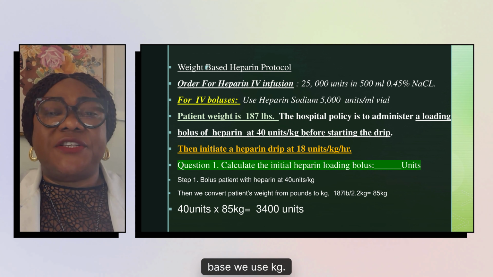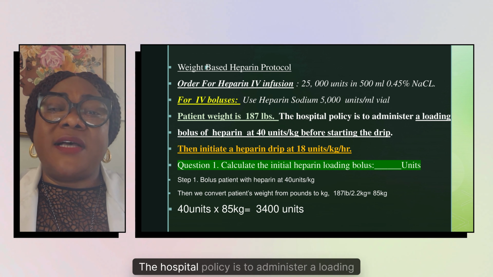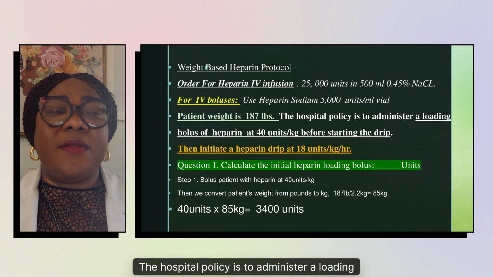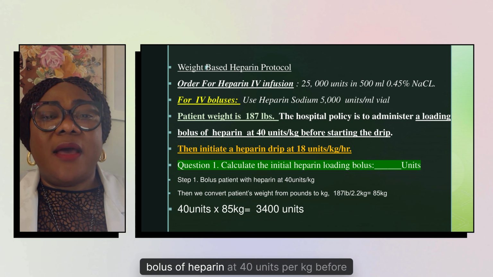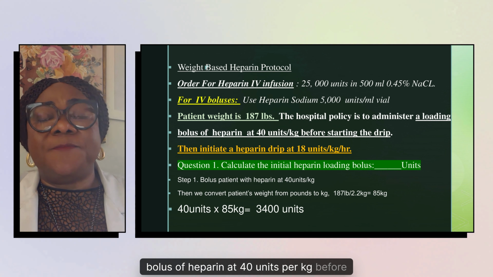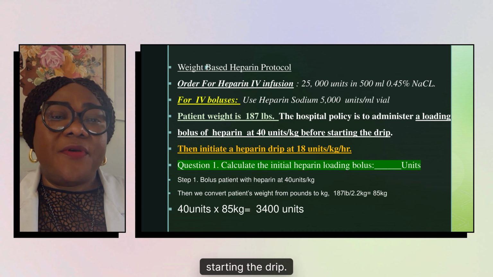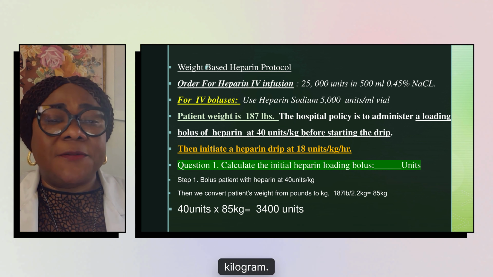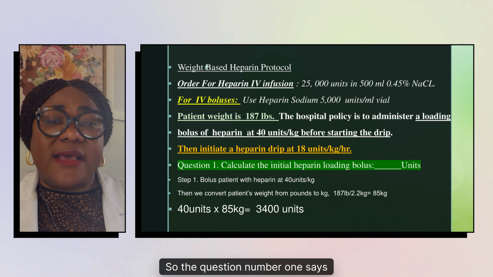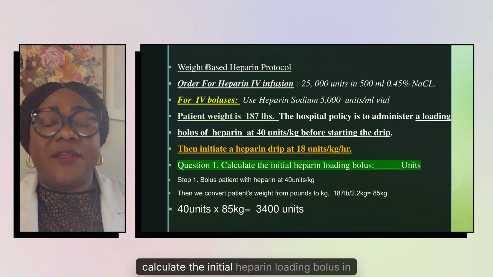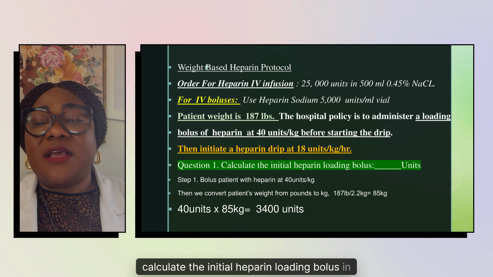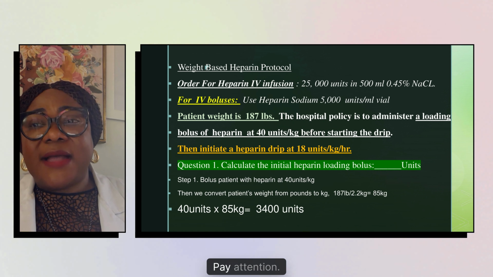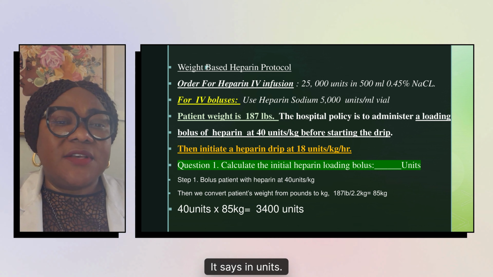We use kg. The hospital policy is to administer a loading bolus of heparin at 40 units per kg before starting the drip. Then initiate a heparin drip at 18 units per kg. So question number 1 says, calculate the initial heparin loading bolus in units. Pay attention, it says in units.